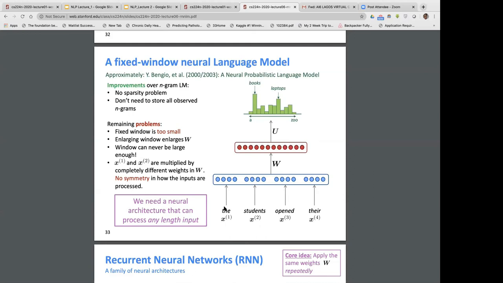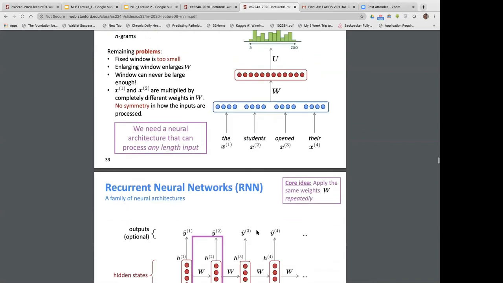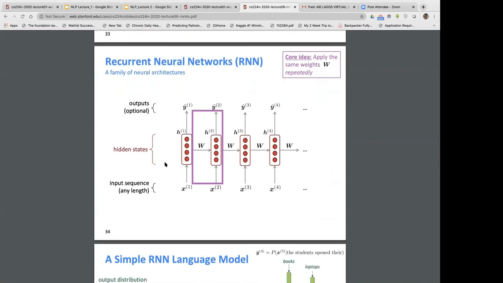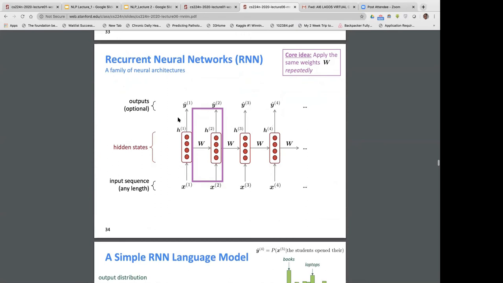While learning, every time D occurs in your sentence, it's learning a different weight entirely for the operation. Students learn a different weight entirely. So we need a neural architecture that can process any length input that you give it, not just a fixed window size. That's what birthed this family of neural networks called RNN.